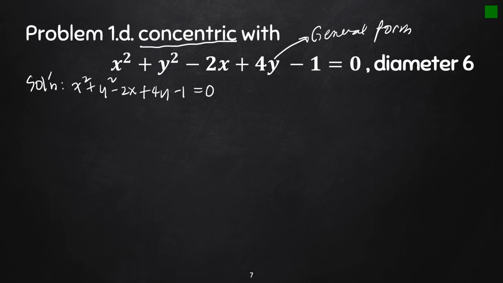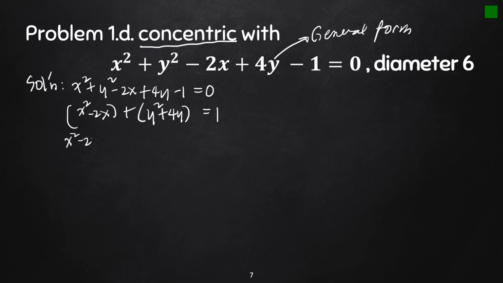So here, rewrite this into standard form. The standard form is x minus h quantity squared plus y minus k quantity squared equal to r squared. To do that, we need to group together the terms in the equation with the same variable. So we have x squared minus 2x, one group, plus another group, y squared plus 4y, and then move our constant to the other side, we have 1. Okay, and then using completing the square, we need to express these binomials into perfect square trinomials.